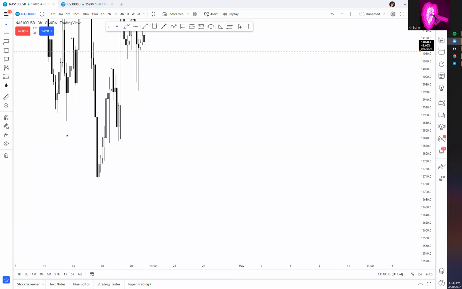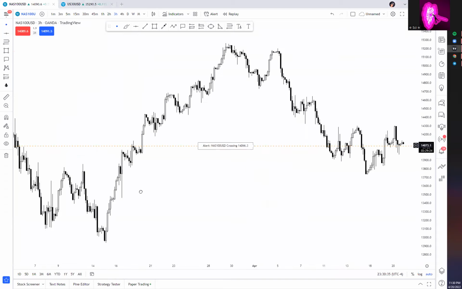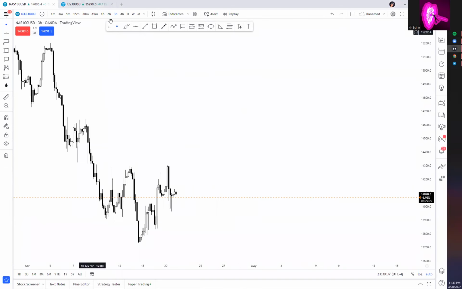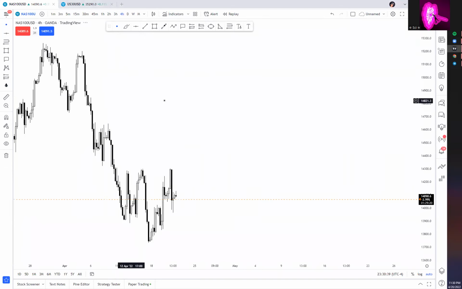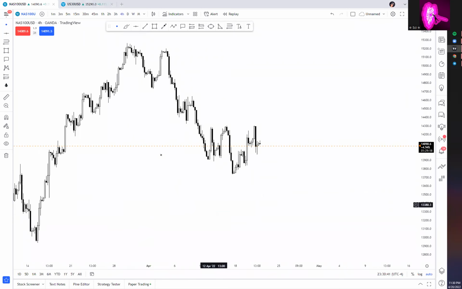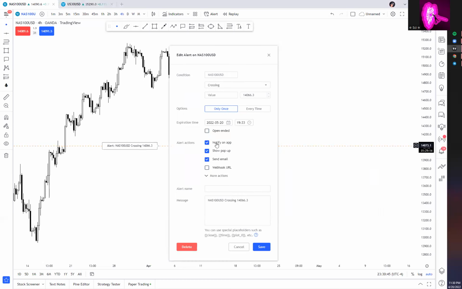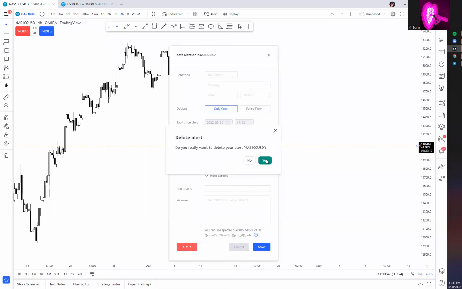How I get these, I send them in a group chat, but okay, this is how I mark my zones. We can go to the 4 hours so it looks better. All right, so I mark my zones based off how price reacts to everything.